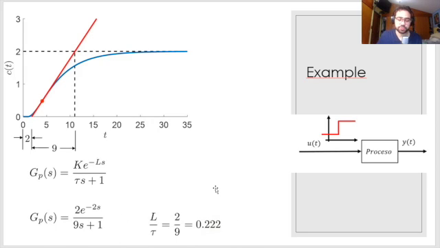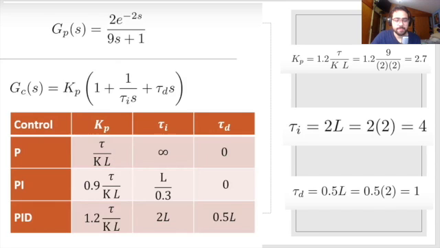You see, we can control the process if it is less than 0.3. When we divide L by tau, we see that it's 0.2, so we can control it. Now we have defined our function, and we need to find the values of Kp, Ti, and Td for the process, for our controller.